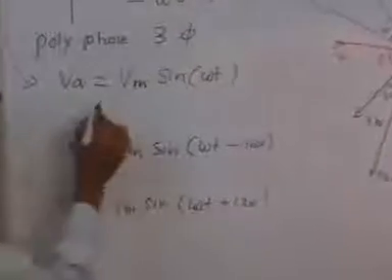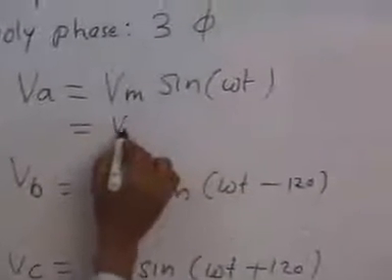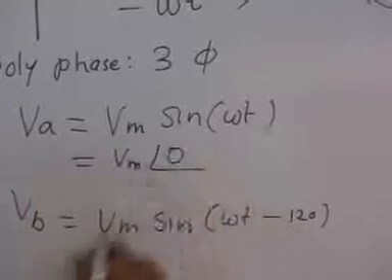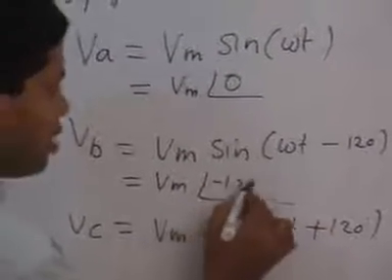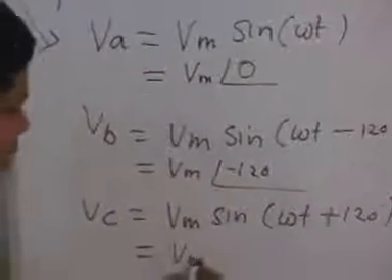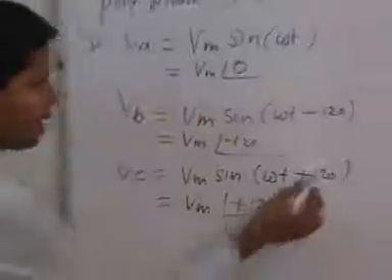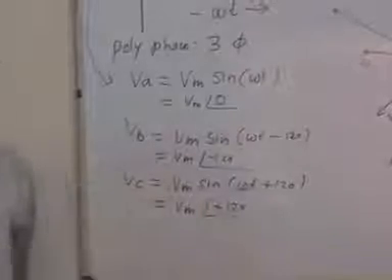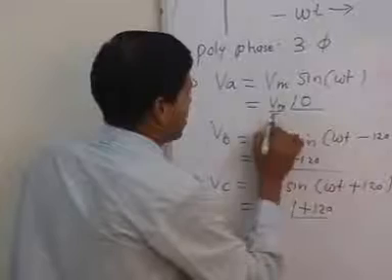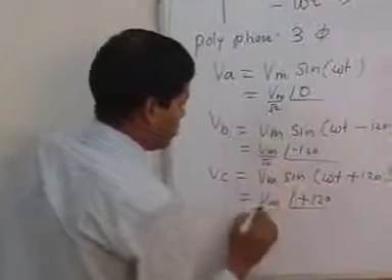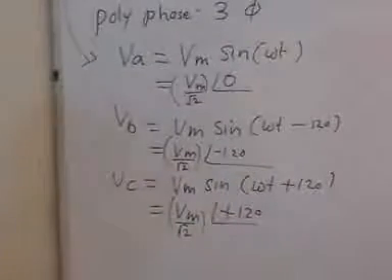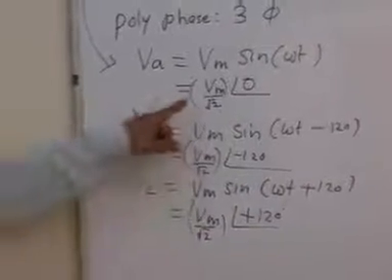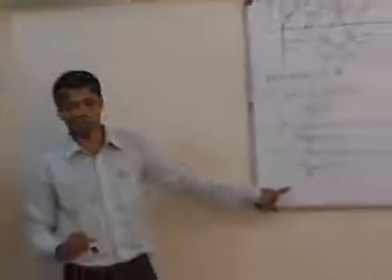We can represent them also as Vm angle 0, Vm angle minus 120 in phasor form, and Vm angle plus 120. Minus 240 is the same as plus 120 from the three-phase point of view. Sometimes if you want to represent in terms of RMS, you can also use Vm by root 2. This is the RMS voltage and Vm is the peak voltage, because many times in phasors we use RMS values, not the peak value.